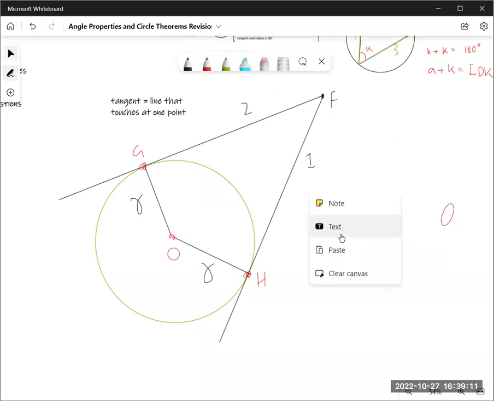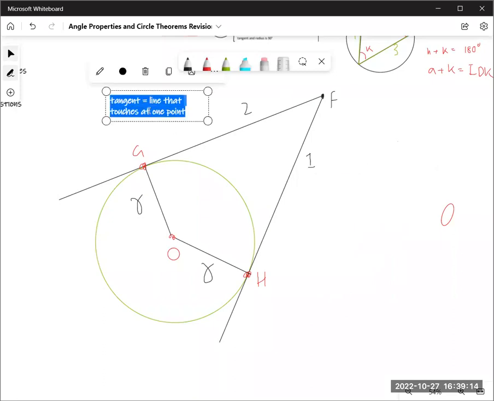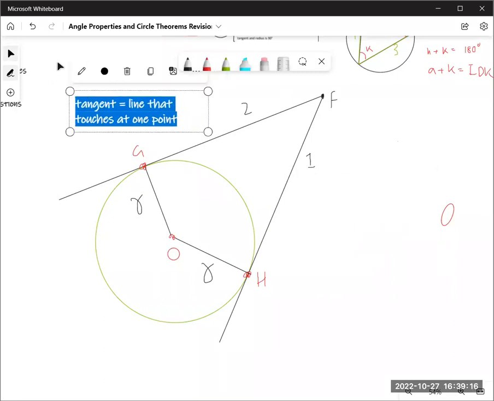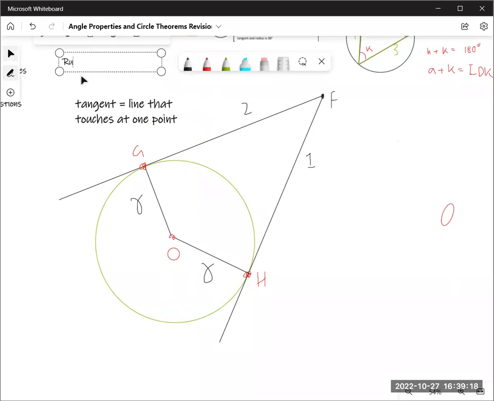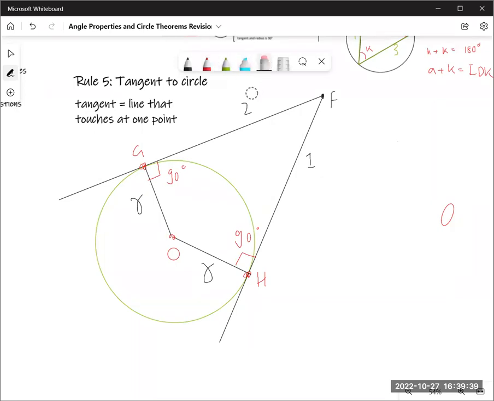So write this in your notebook right now. Write this as tangent rule 5: tangents to a circle. What is a tangent? A tangent is a line that touches one point. This angle is going to be 90 degrees. And the only thing remaining is that GF and HF are going to be equal. Let's write that right here.